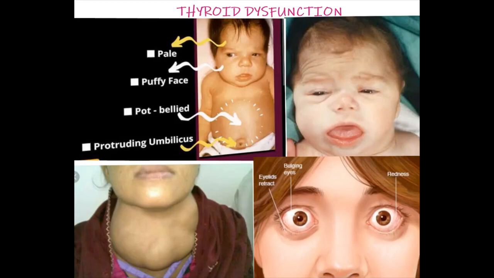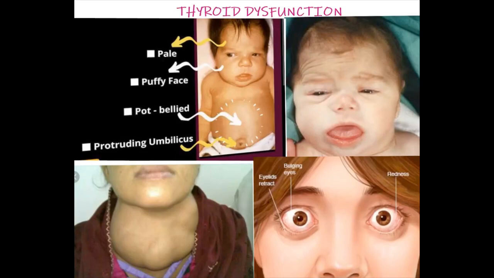Here also two types of dysfunctions are there. One is hypothyroidism and the other is hyperthyroidism. Hypo meaning less amount, less secretion of hormones. Hyper meaning excess secretion. First let's see hypothyroidism.